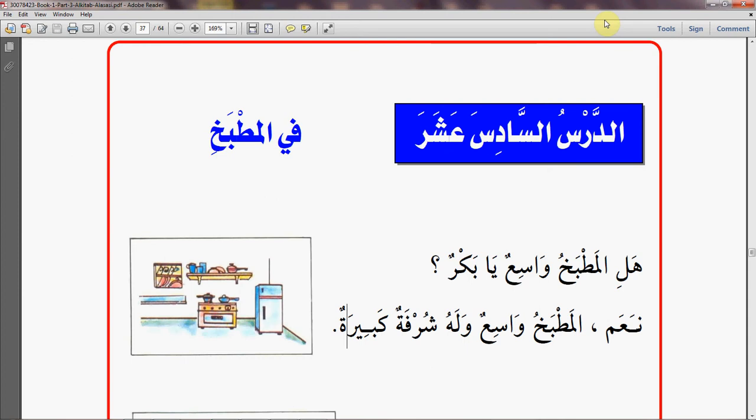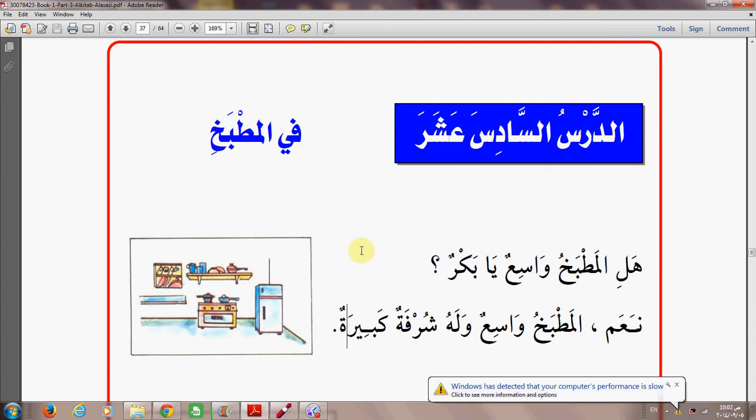Here is lesson 16 or الدرس السادس عشر of الكتاب الأساسي the Saudi copy. This is part 3 of the first book. So inshallah we're going to learn more details about Bakr's house. So now he is going to talk about his kitchen, or the house's kitchen.